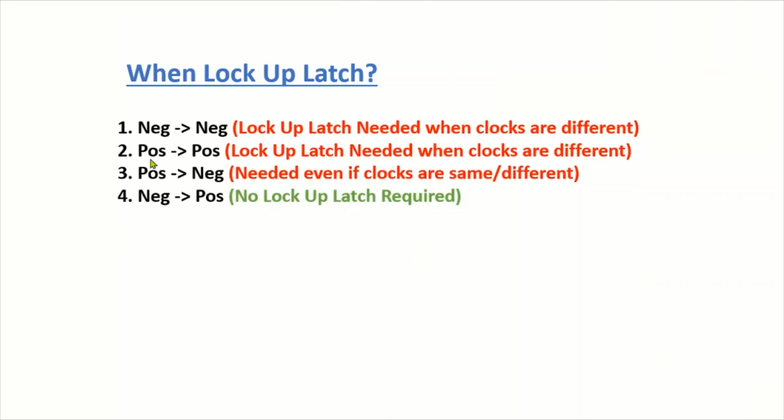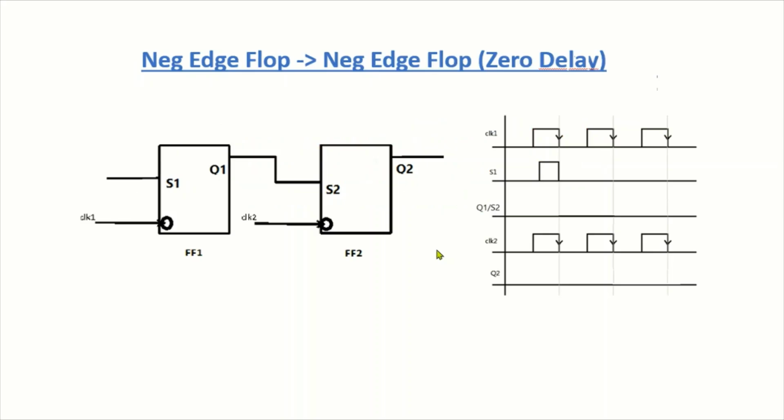Now we'll discuss all the three combinations of flops where the lockup latch comes into the picture. First, when two negedge flops are in sequence, the data is passing from S1 to Q1, Q1 to S2, and S2 to Q2. These two flops are negedge flops.